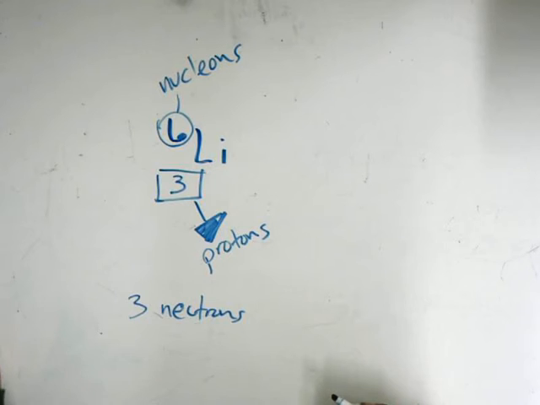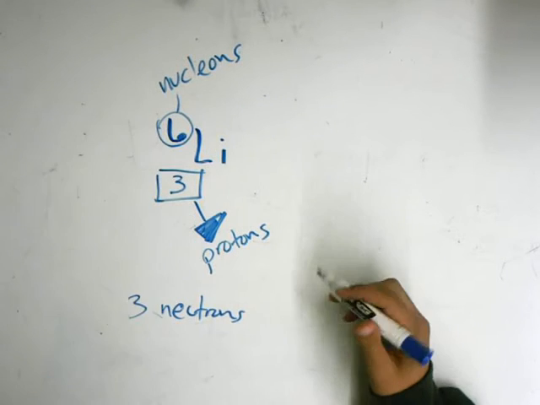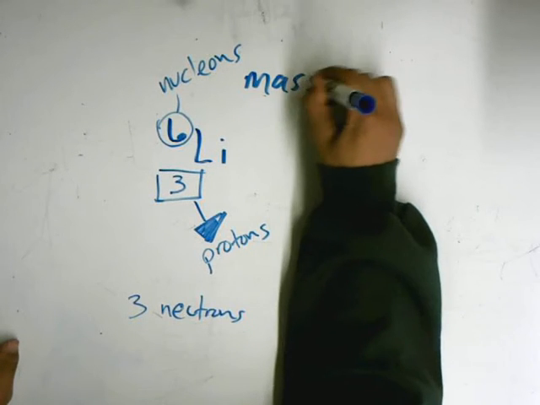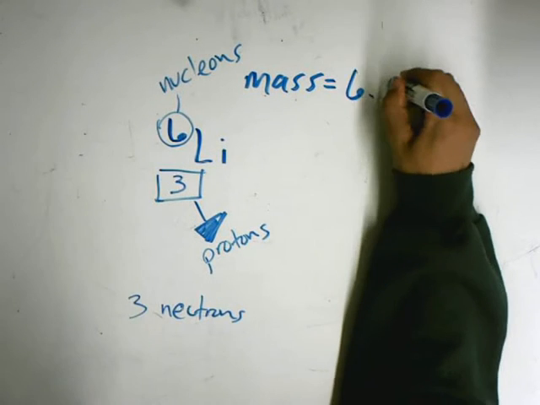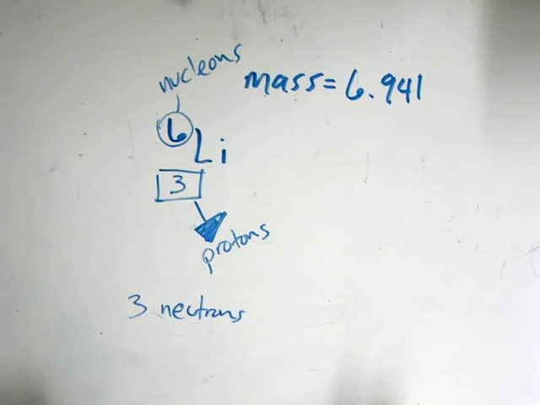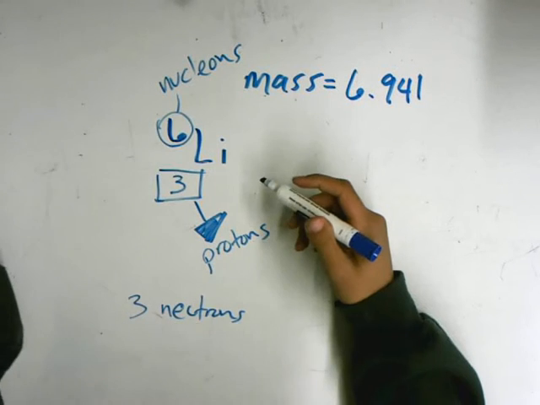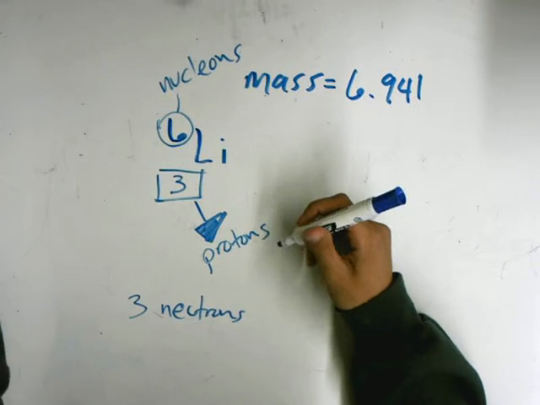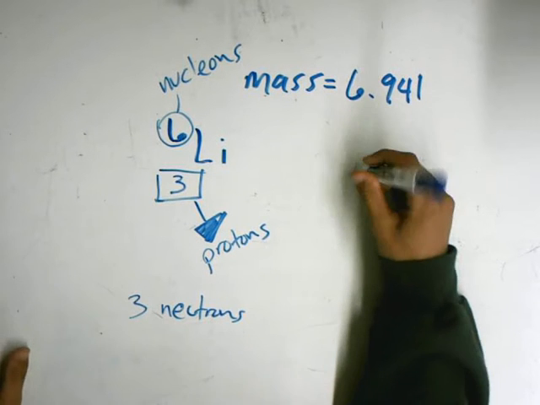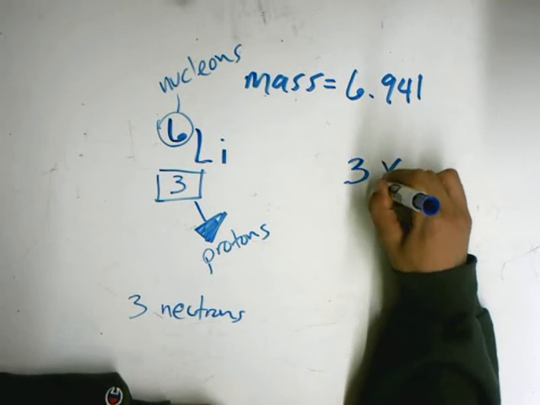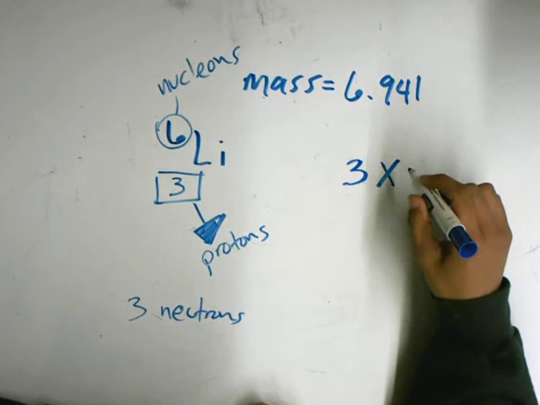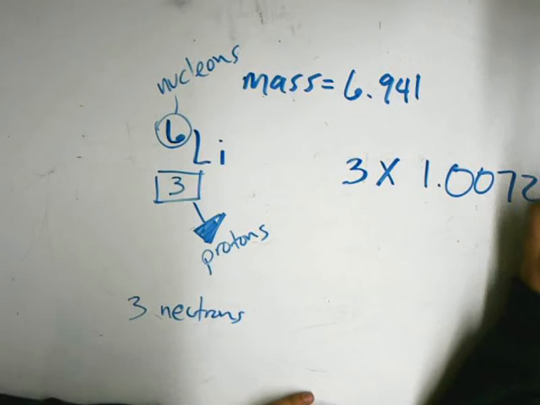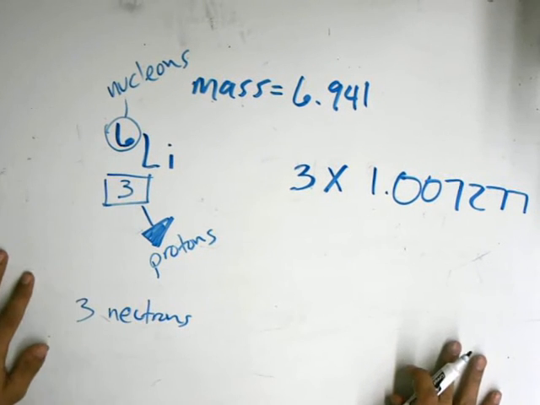To find the mass defect, you have to know the mass of lithium, which is 6.941, and you want to find the defect. So first, what you have to do is take the number of protons, which is 3, and multiply it by 1.007277. And this is a general number that you're going to use.